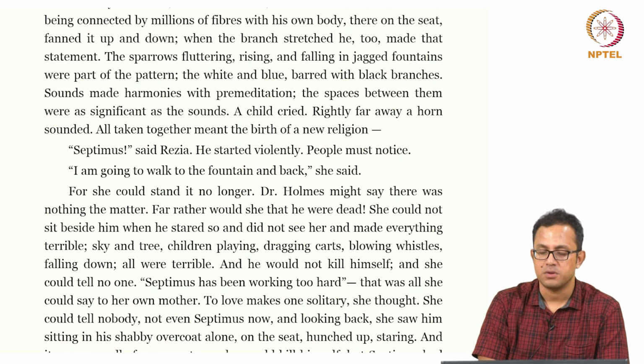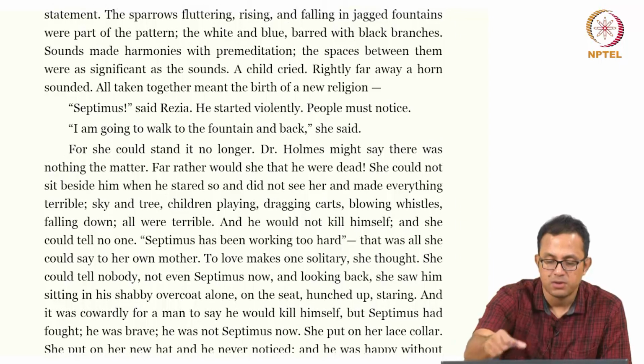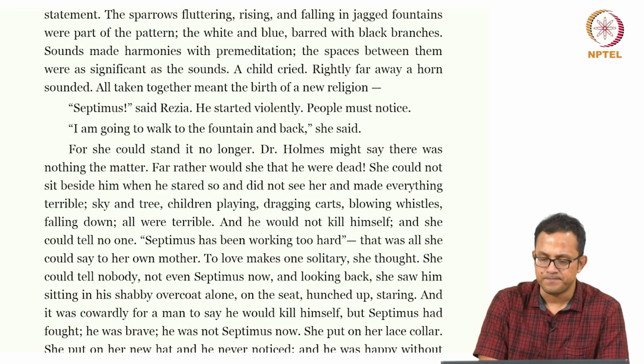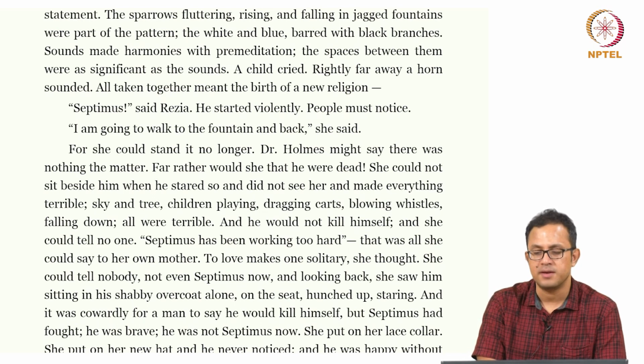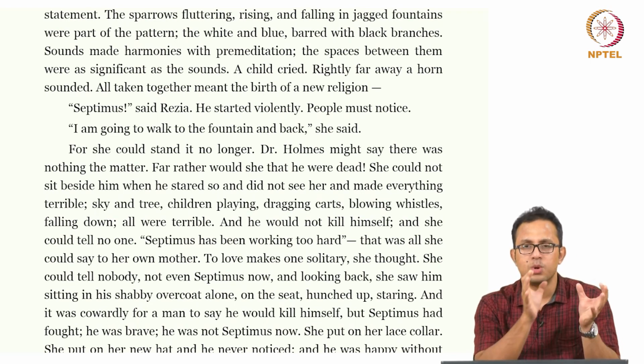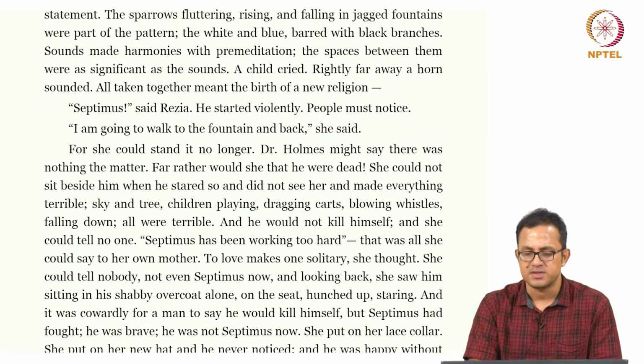"To love one makes solitary," she thought. "She could tell nobody, not even Septimus now, and looking back, she saw him sitting in his shabby overcoat alone, on the seat, hunched up, staring." So that image of Septimus in an overcoat, cut off from everyone else, cut off from this very busy London, sitting there hunched up, staring at nothingness, staring at blankness, becomes an embodiment of modernist alienation. Especially in the case of Septimus, alienation is quite medical in quality because he's a war veteran who's just come back from the war. So he just becomes this immobile, interrupted subject, sitting on the bench, hunched up and staring.